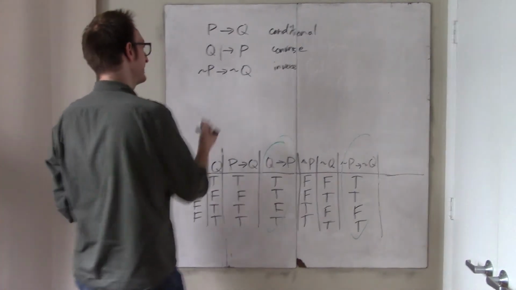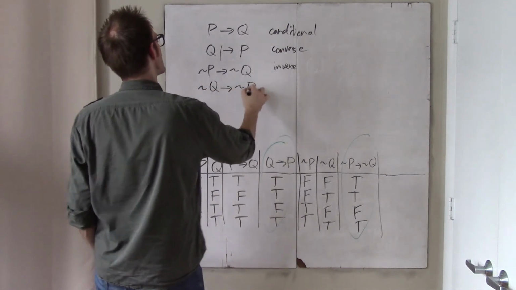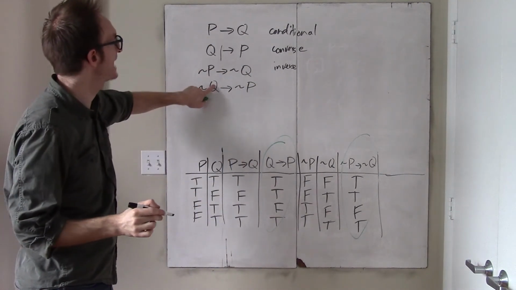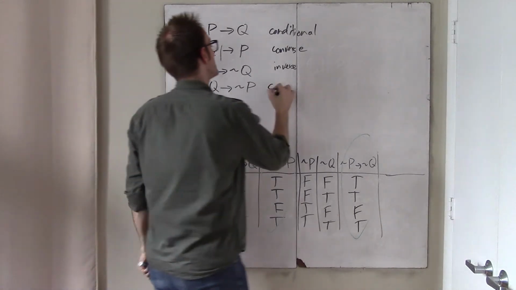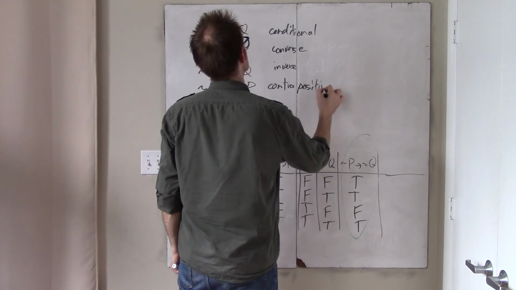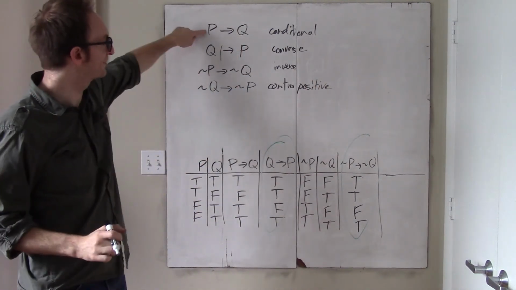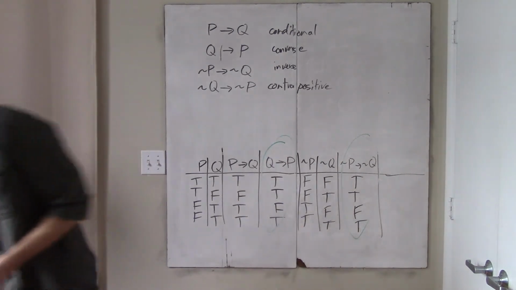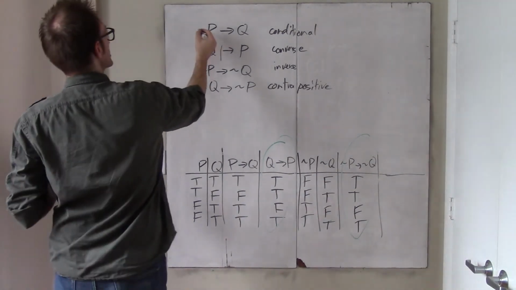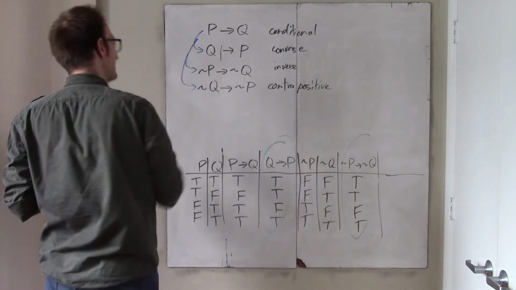And finally, I think you all maybe know these terms. I would think that you would, but who knows? Not P arrow not Q is called the contrapositive. Once again, these are all sort of in reference to the original. This is the converse of that. This is the inverse of that. This is the contrapositive of that.